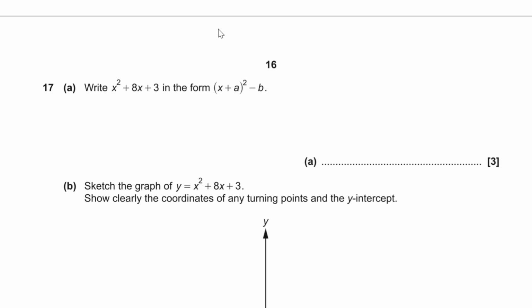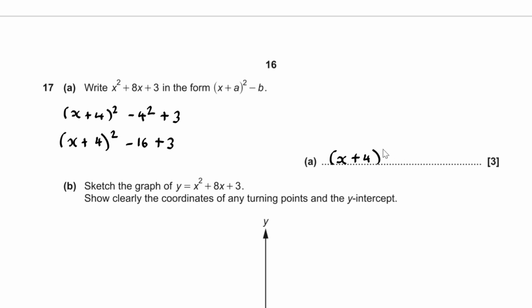Question number 17. For part A, we have to write x squared plus 8x plus 3 in the form x plus a all squared minus b. Well, over here, we begin with halving the 8, which is 4, so we've got x plus 4, and then we square this, and then we subtract off the square of 4, and then we add on 3. So we've got x plus 4 all squared minus 16 plus 3, which simplifies. We have x plus 4 all squared minus 13.